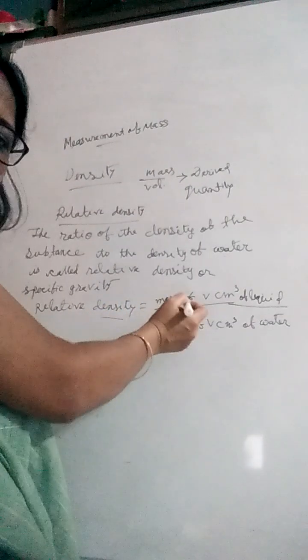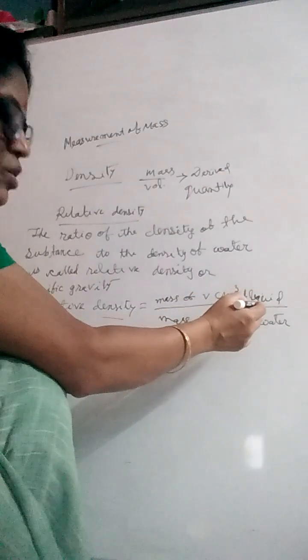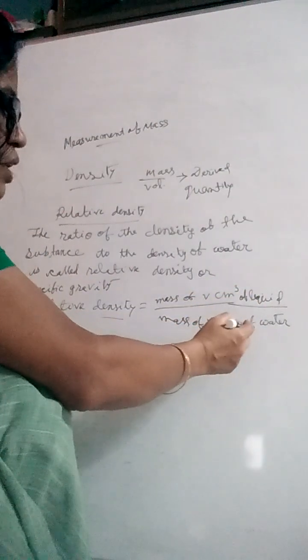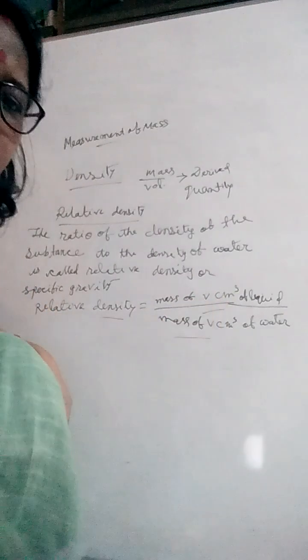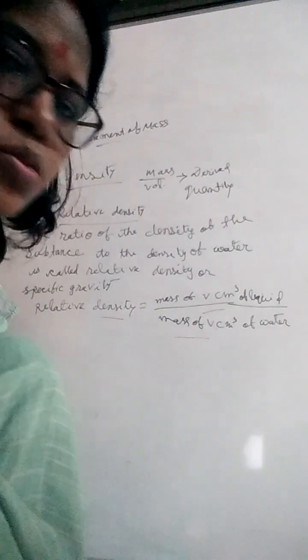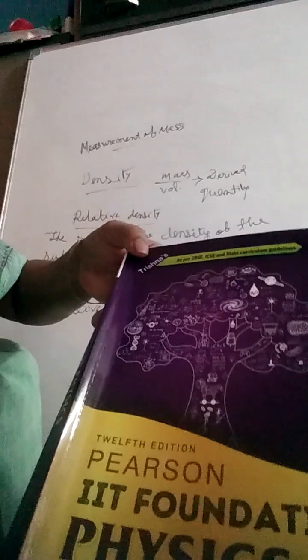Now what is the formula? Mass of V centimeter cube of liquid, mass of V centimeter cube of water. It is the formula to find specific gravity. Using this formula, we can find the specific gravities of different objects.